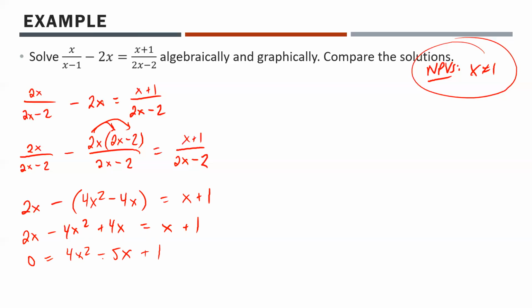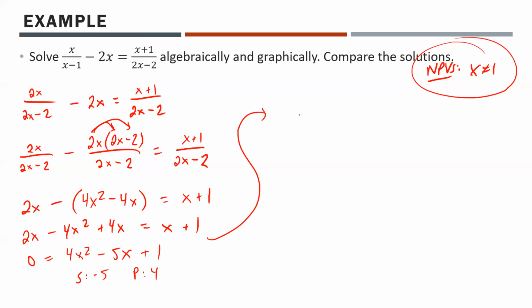So now we're looking at an adapted sum product rule question, which I know is annoying, but whatever, just deal with it. We're looking for two numbers with a sum of -5 and a product of 4 times 1, so a product of 4. So you can write that sum, -5, product, +4. Well, the two numbers that are going to do this are going to be -4 and -1.